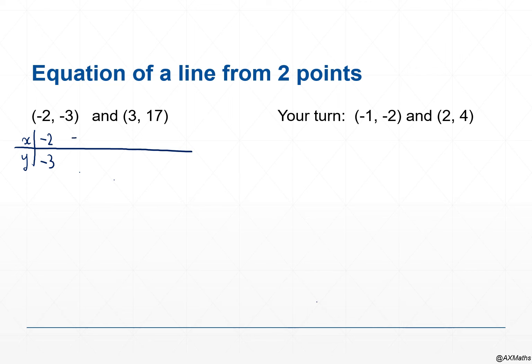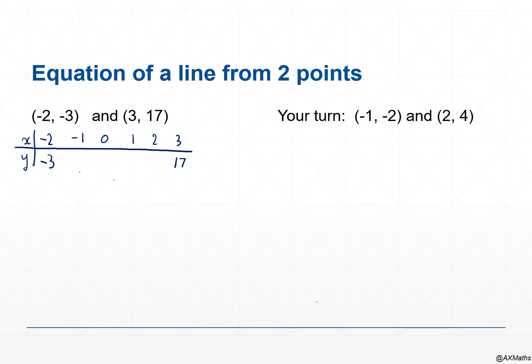You have not been given the value of y for x is minus 1, or 0, or 1, or 2, or 3. Well, actually, 3 is your second point. So you know that if x is 3, y is 17. Now you have half a table of values. It's a little bit empty, but you're going to calculate the missing values.